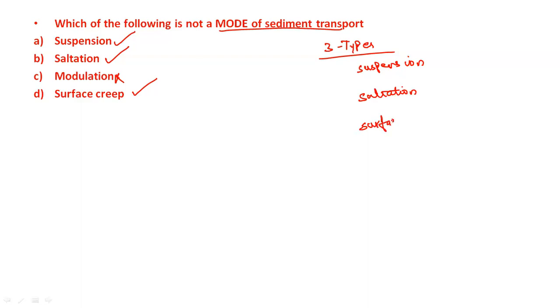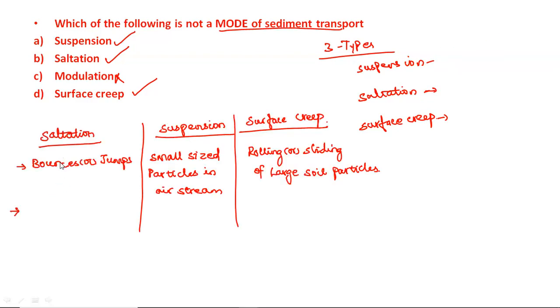So the value can vary according to the soil carrying capacity. In saltation, the soil particles move in the form of bounces or jumps, and in suspension, the small sized particles can move in the airstream. In surface creep, the rolling or sliding of large soil particles will happen.